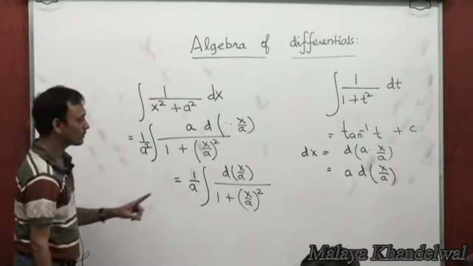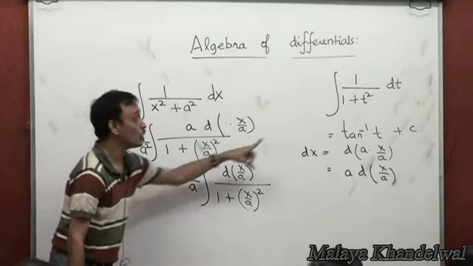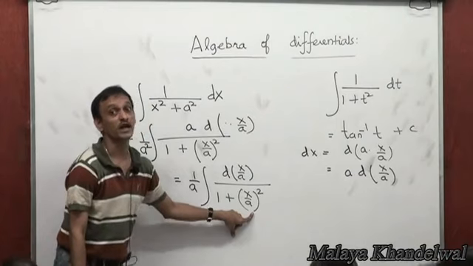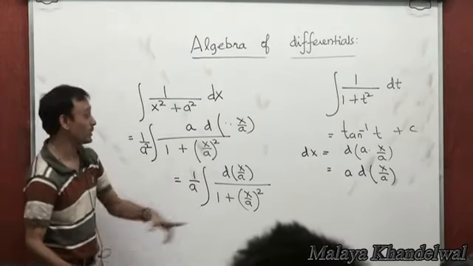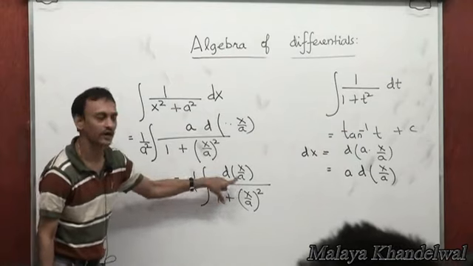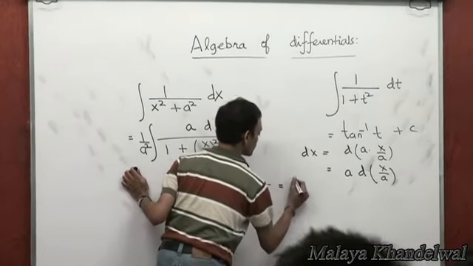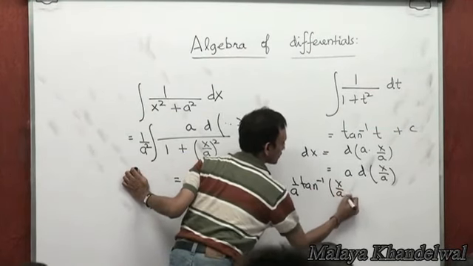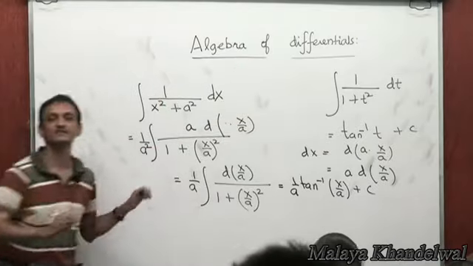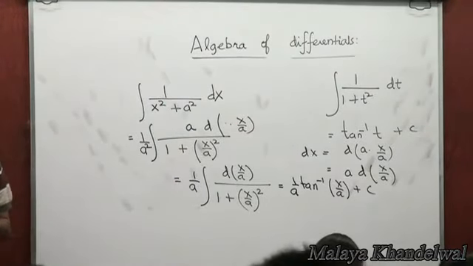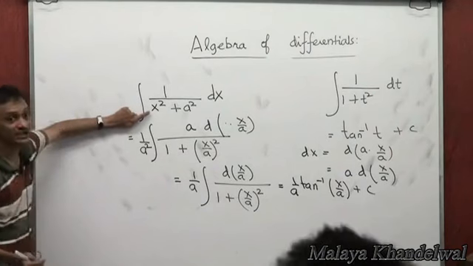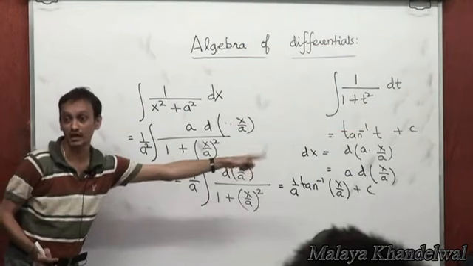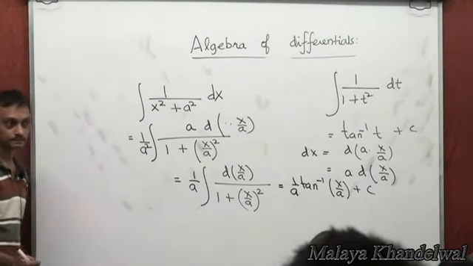So in any case, we have this integral reduced to a known form, 1 by a integral dt by 1 plus t squared, and that's going to be tan inverse t, where t here is x by a, plus c, 1 by a tan inverse x by a plus c. So yet another standard integral: integral 1 by x square plus a square is 1 by a tan inverse x by a plus C. Got me?